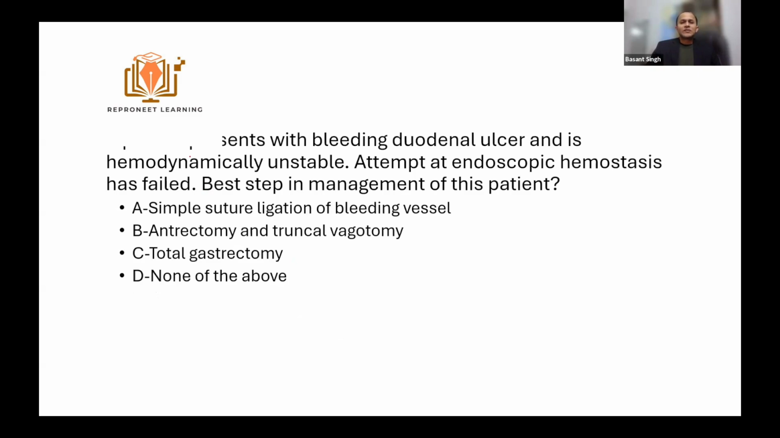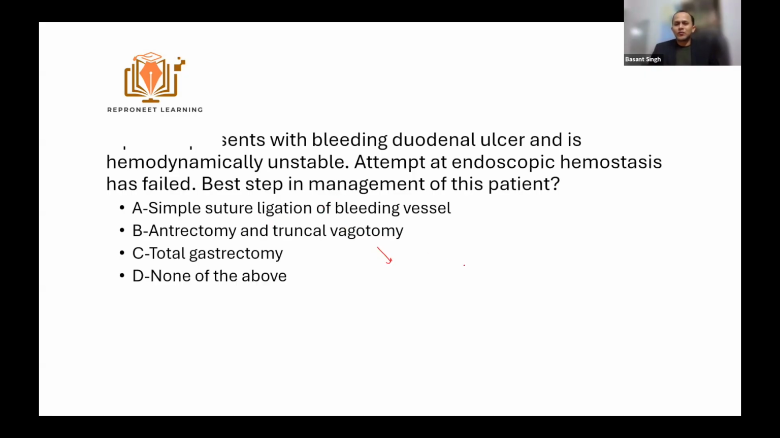So this question: a patient presenting with a bleeding duodenal ulcer, unstable patient. You have done an endoscopy and it is not working. What is the best step? I think we have extensively discussed this in our classes. This was a very expected question. It is a very simple thing. A patient who is coming to you with a bleeding duodenal ulcer, unstable, and your endoscopy has failed. So the best would be to just open up the duodenum and suture ligate the vessel. Nothing else is required.